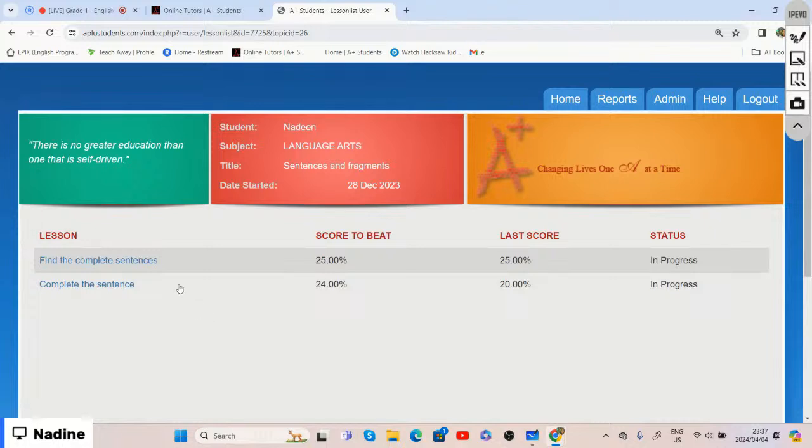So we are now going to complete the sentence. Yes, well done. Zach fell, that is our complete sentence because it has a naming part and it has an action part.